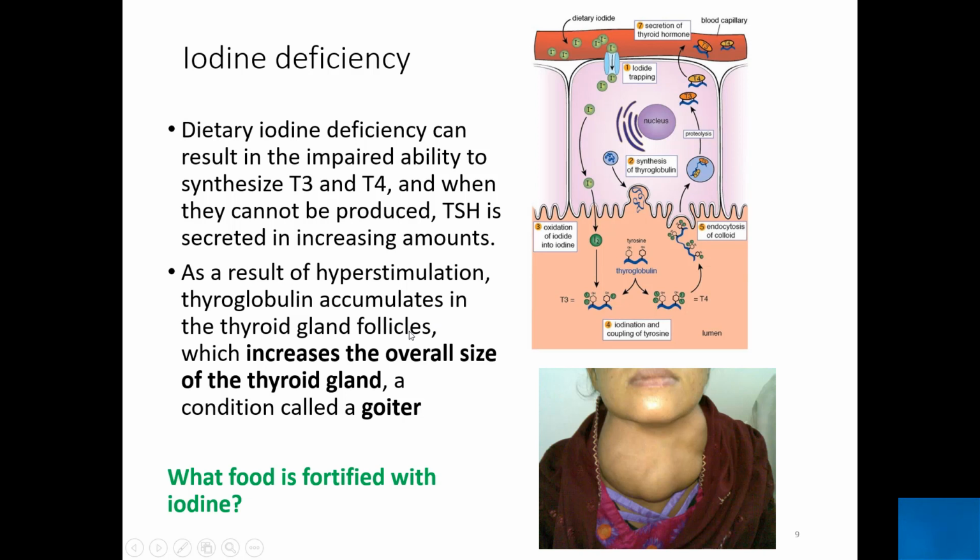Follicles start growing in size, and it increases the overall size of the thyroid gland. Sometimes it's visible, and sometimes it can become really huge. That condition is called goiter. Fortunately, that condition is reversible, and if a patient starts receiving enough of dietary iodide in their food, they will be just fine. And what food is fortified with iodine? I just said it, it's salt. The table salt, most of it is fortified with iodine nowadays.